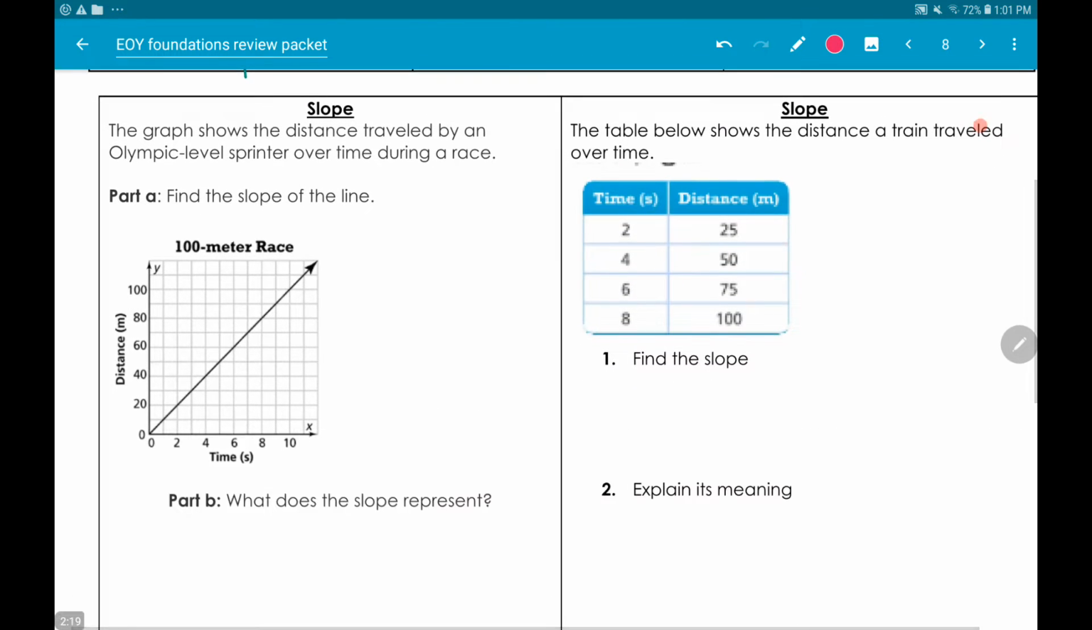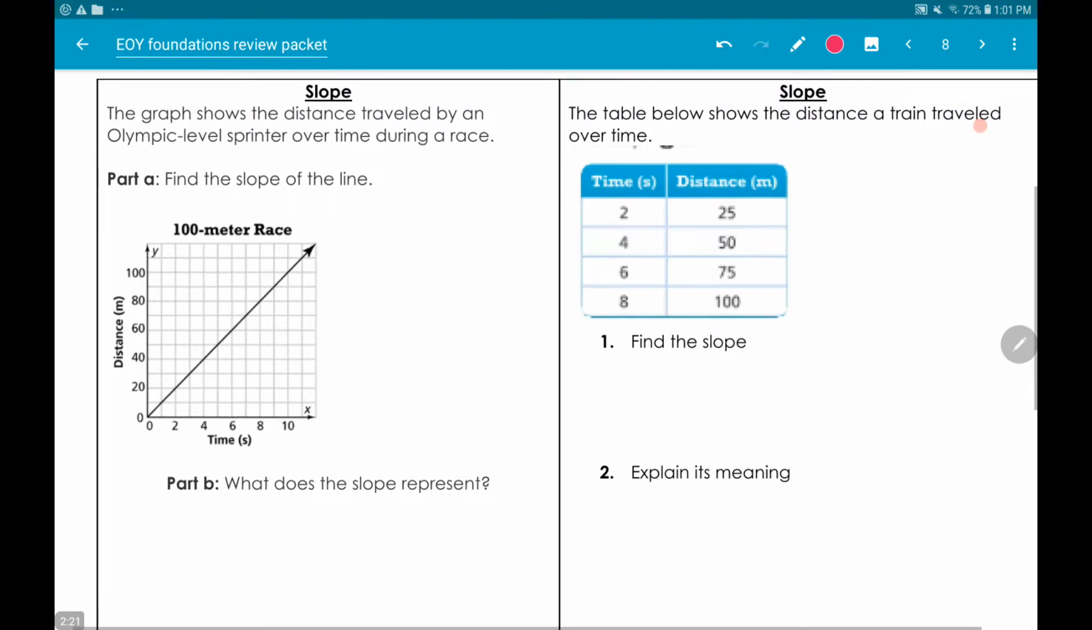Alright, so let's talk about slope first. The graph shows the distance traveled by an Olympic sprinter over time during the race. Find the slope of the line. So there's two ways we can do it. We can either do it from straight points from the graph, or I can put those points into a table.